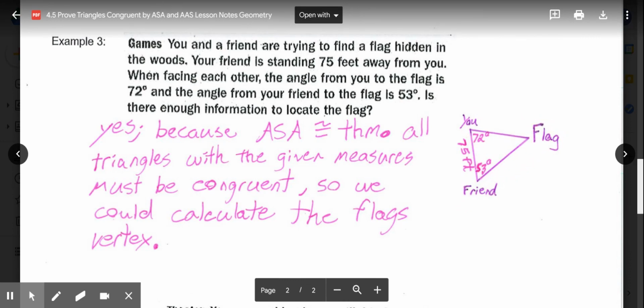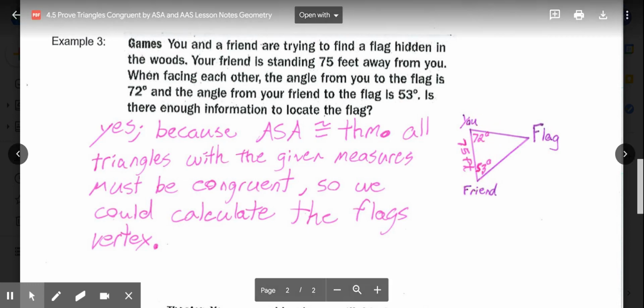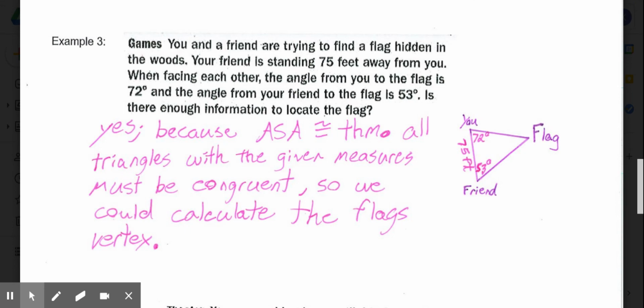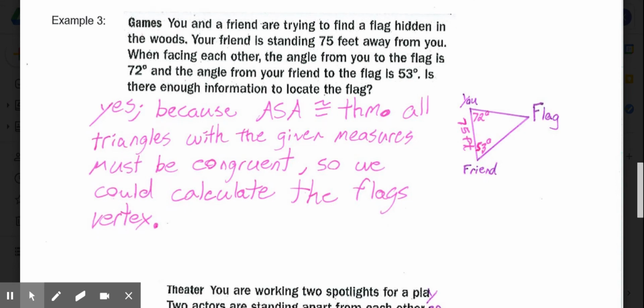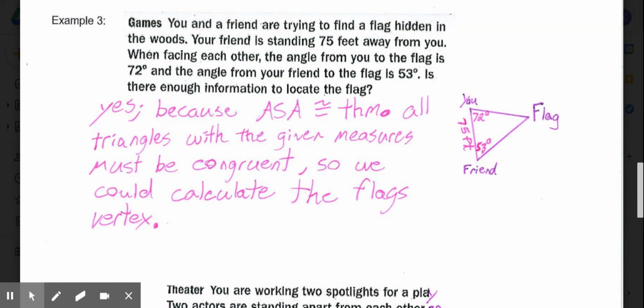So in any triangle scenario here, even if this moved from a forest to a grassy backyard to wherever it may be, if we have these 3 measurements, all those triangles are congruent. So that means we could always calculate the location of the flag. We don't actually need to solve it, but yes, there's enough information to do so.